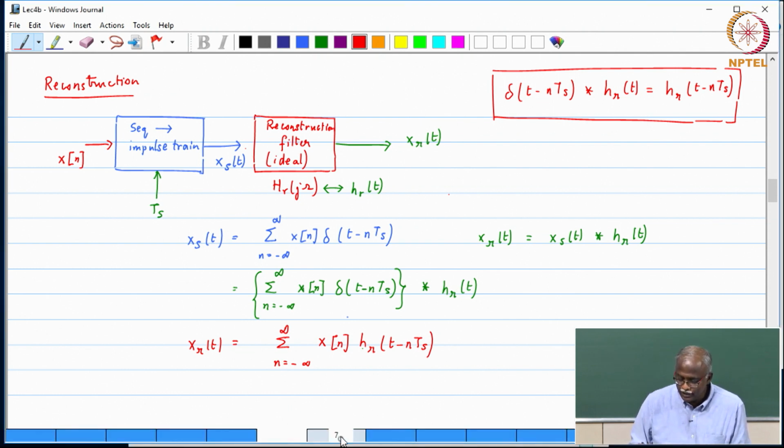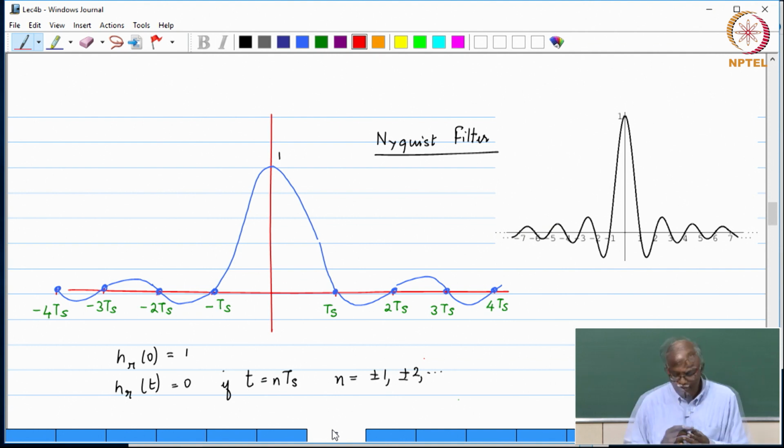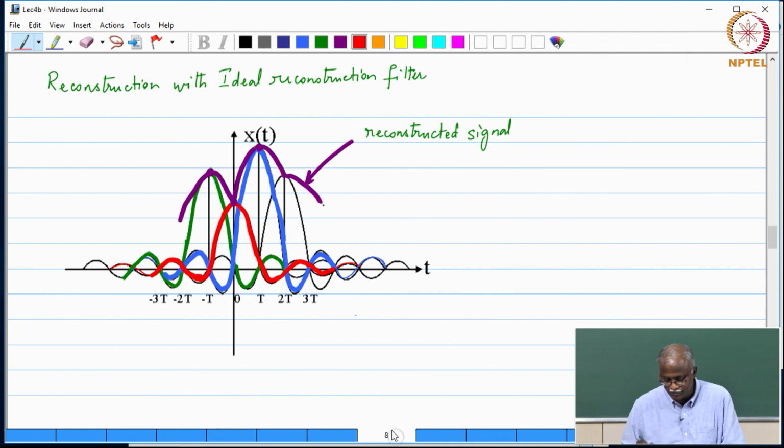Now here is the visualization. Basically, if I were to sketch the hr of t, the ideal reconstruction filter, it is a sinc function. It has zero crossings at Ts, 2Ts, 3Ts, 4Ts and so on, and in between, the ringing function. So, I have shown you what it should look like. This is an expanded view, just to give you a feel for it. But basically, the important thing is to look at the impulse response of the reconstruction filter.